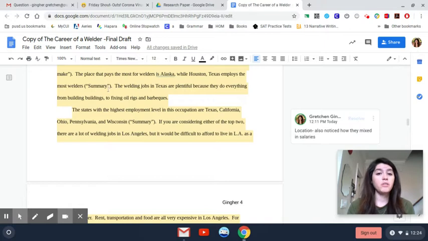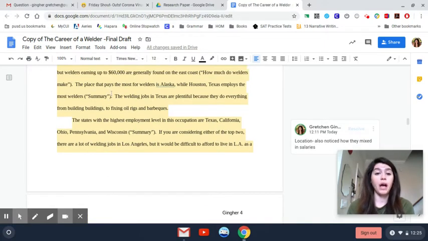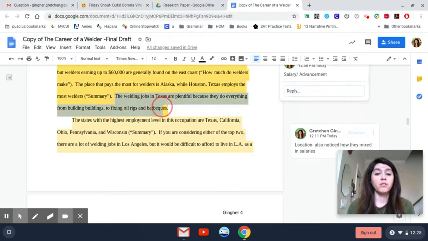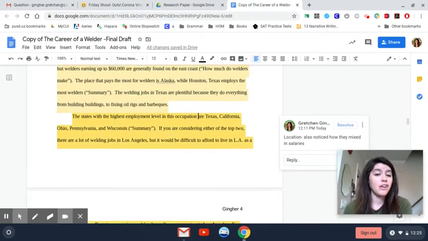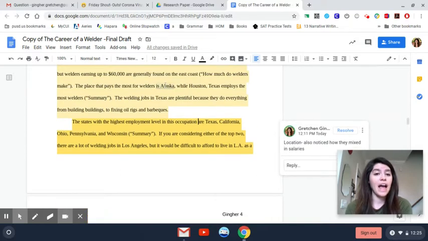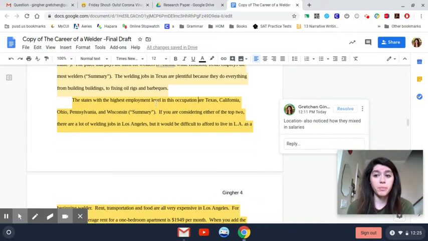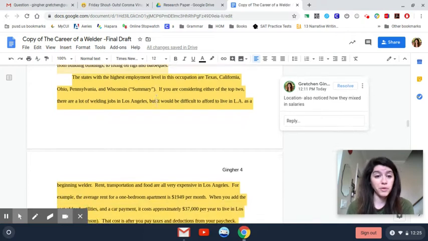So the author talked about other places where welding jobs are really popular. They actually talk about here that Texas is really popular for welding because there are oil rigs and offshore drilling, so they need a lot of welders there in Texas. They do talk about that, as well as Alaska. So that's a great place to be, besides California, to be a welder.